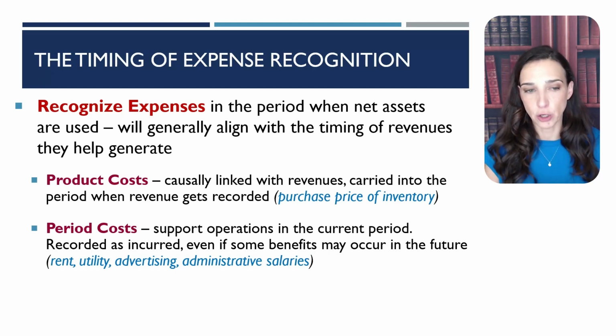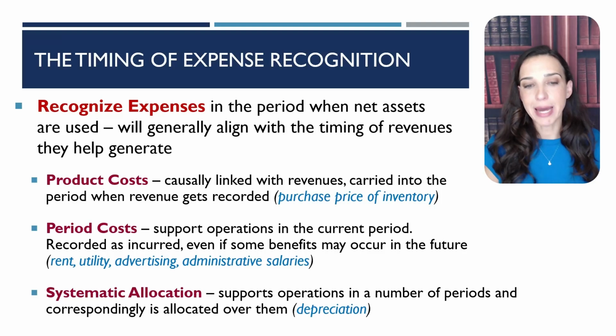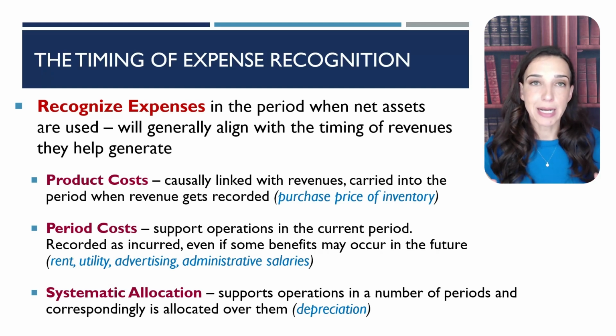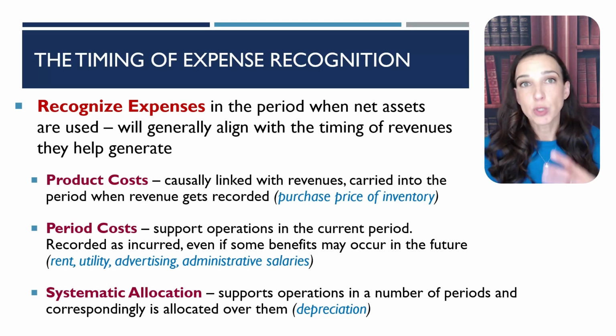And the third one is systematic allocation. This is depreciation that we're going to learn more about when we do our video on adjusting entries, which is just a couple of weeks from now. I expect to put that out. Systematic allocation is when you have a cost and you expect that cost to help you to generate revenues in a somewhat smooth fashion over multiple periods in the future.